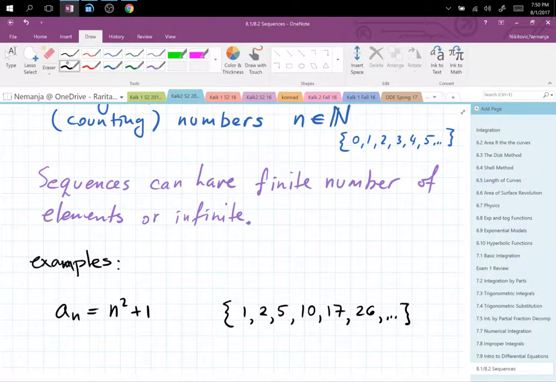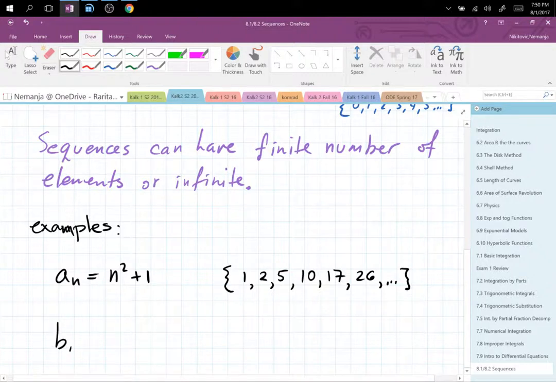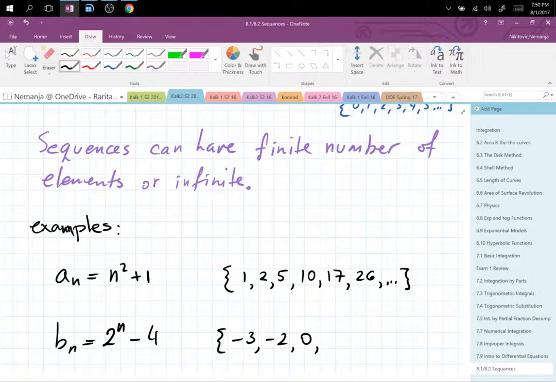Another example, you can call it also b_n. The next example could be 2 to the n minus 4. If you start at 0, 2 to the 0 is 1, minus 4 is negative 3. 2 to the 1 is 2, minus 4 is negative 2. 2 squared is 4, minus 4 is 0. 2 cubed is 8, minus 4 is 4. 2 to the 4 is 16, minus 4 is 12. And you can go as long as you want.